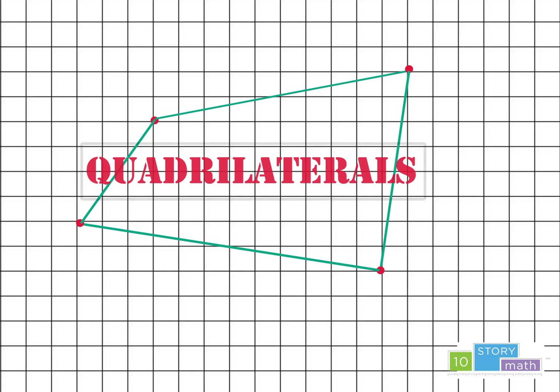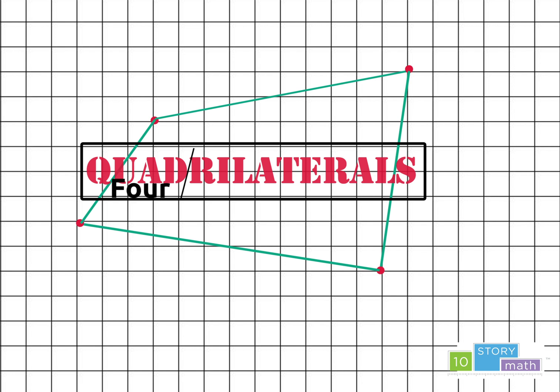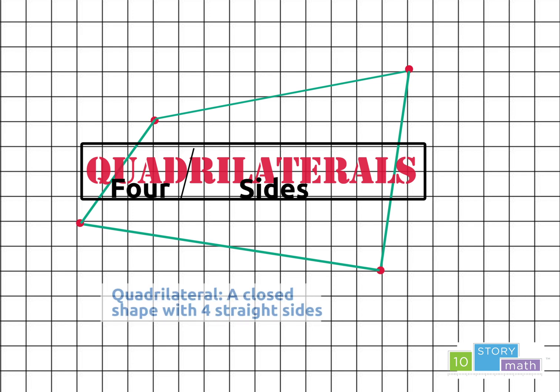Let's start right here with this big word looking at you in red, quadrilaterals. Quad, a Latin root word meaning four, and laterals from the Latin word lattice, meaning sides. Put them together, quadrilaterals, four-sided figures. And you can make a quadrilateral by plotting any 4 points on the grid and then connecting them.